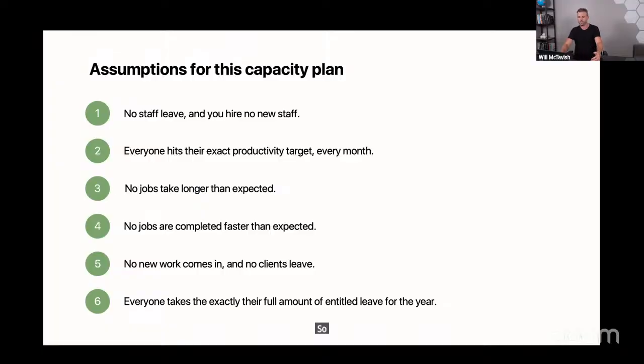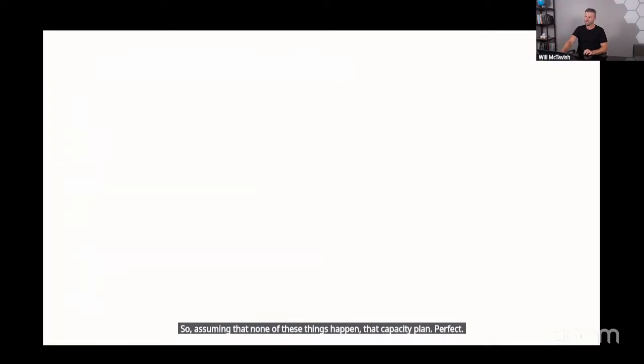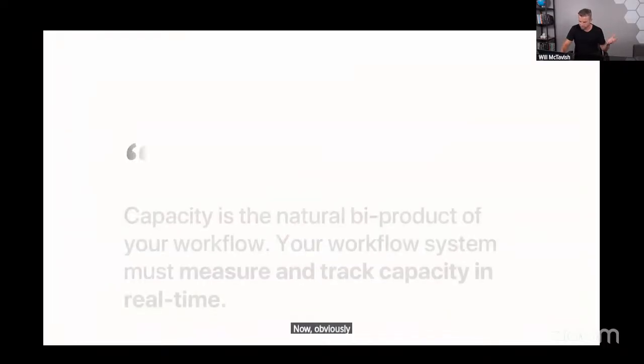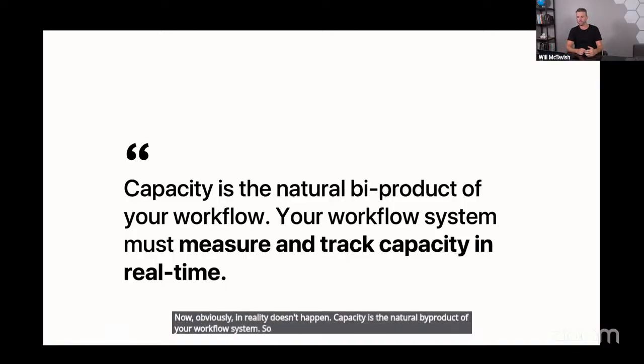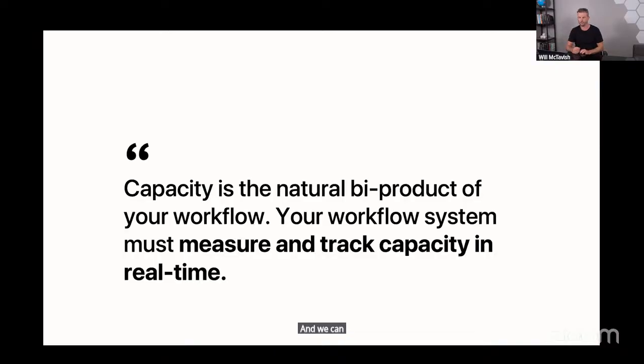So assuming that none of these things happen, that capacity plan, perfect. Now, obviously in reality, that doesn't happen. So capacity is the natural byproduct of your workflow system, so your workflow system must measure and track capacity in real time. Every interaction keeps capacity alive, and that way we have a live production plan for our team, and we can adjust as things come up.